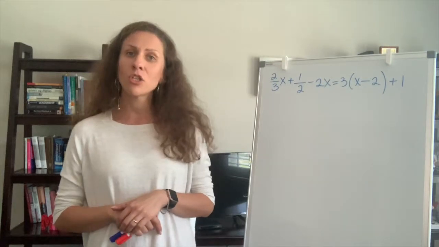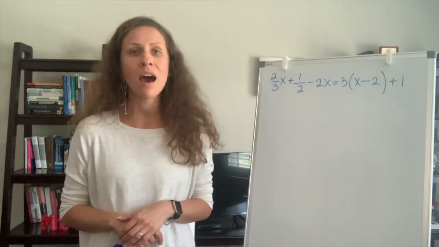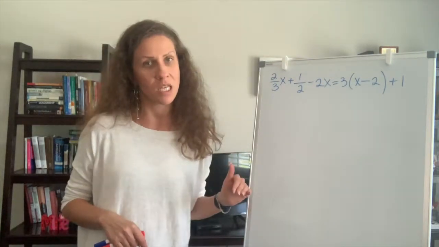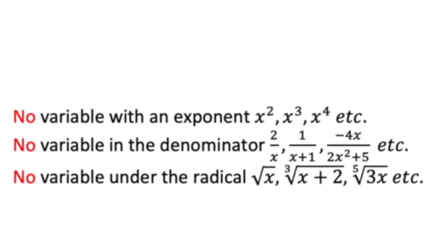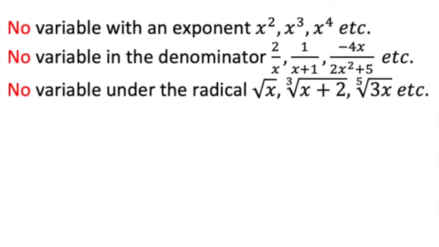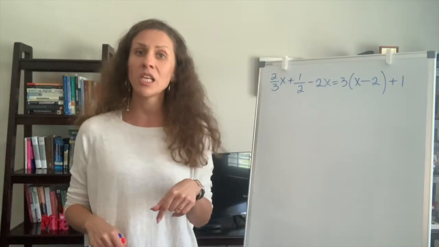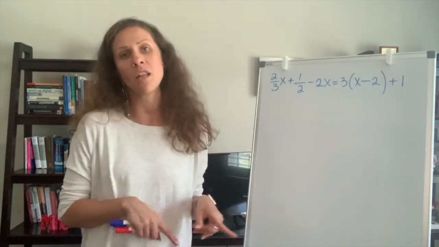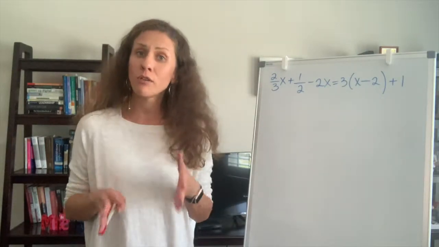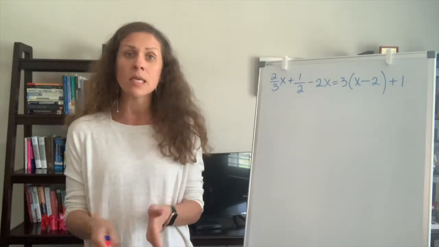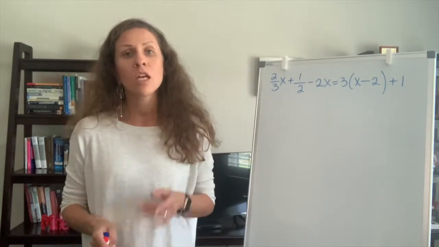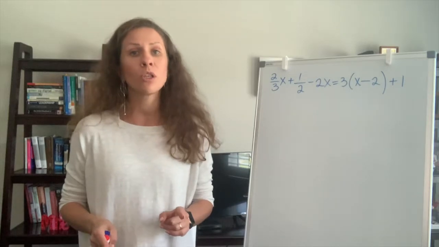Second, an equation is only linear if it does not have any of the following three things. If it does, it's not linear and you can't solve it using the way that I'm about to show you. So if you determine that your equation is linear, let's get ready to solve it. To solve any linear equation, you will use the following 5 steps.